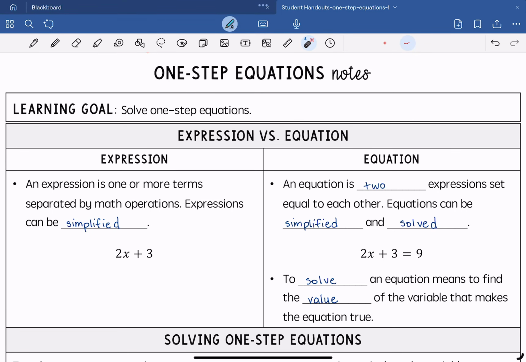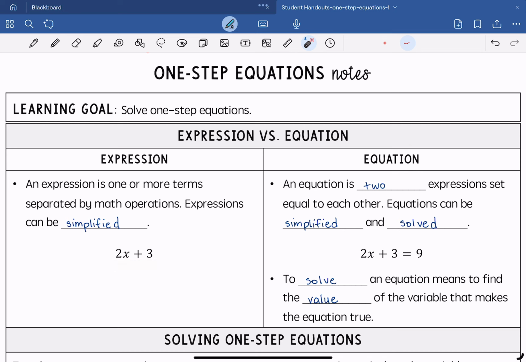One-step equations notes. The learning goal is to solve one-step equations. But first, we're going to cover the difference between an expression versus an equation. An expression is one or more terms separated by math operations. Expressions can be simplified. An example of that is 2x plus 3.